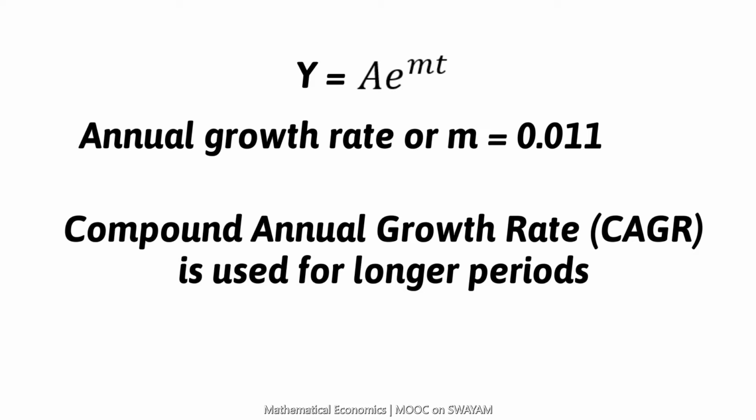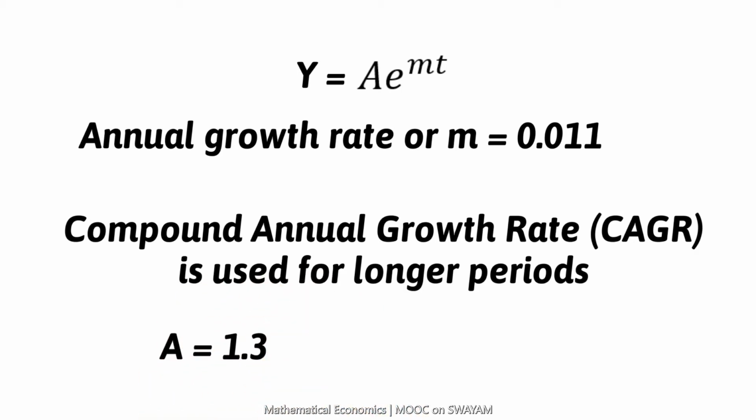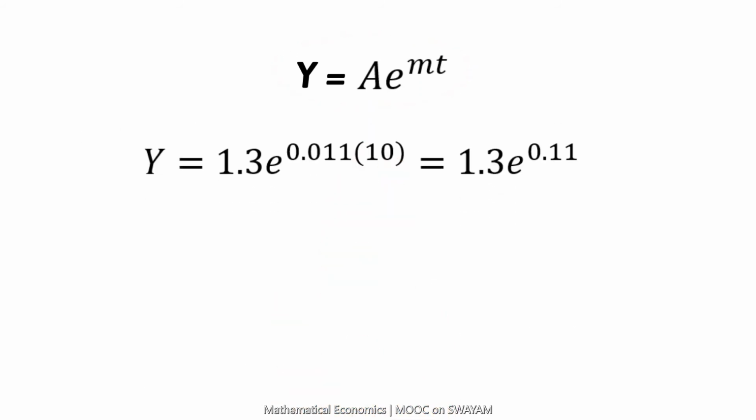Current population is equal to 1.3 billion, which can be taken as the initial value. Therefore, A is equal to 1.3. Time period is equal to 10 years or T is equal to 10. Substituting these values in the growth equation gives this expression that is equal to 1.45115.